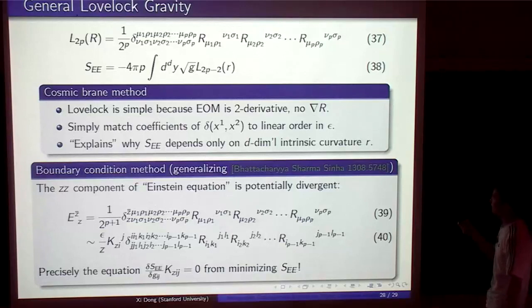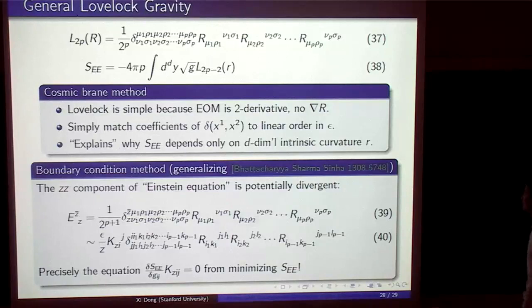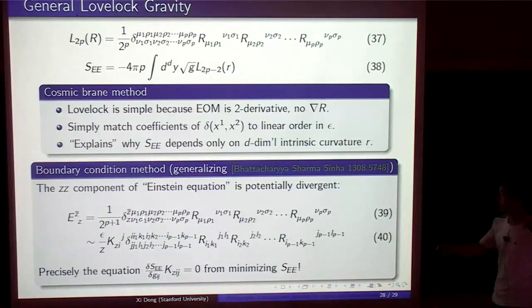In the boundary condition method, it's actually a straightforward generalization of something that was done in August, where they considered Gauss-Bonnet gravity. So the idea is you simply look, again, at the component of the equation of motion. And because of the antisymmetrized property of this generalized delta function, one immediately sees that there is a component which is potentially diverging as you approach the conical defect, and imposing that the coefficient be zero is the embedding equation for minimizing the Jacobson-Myers entropy. So one can work this out very explicitly.